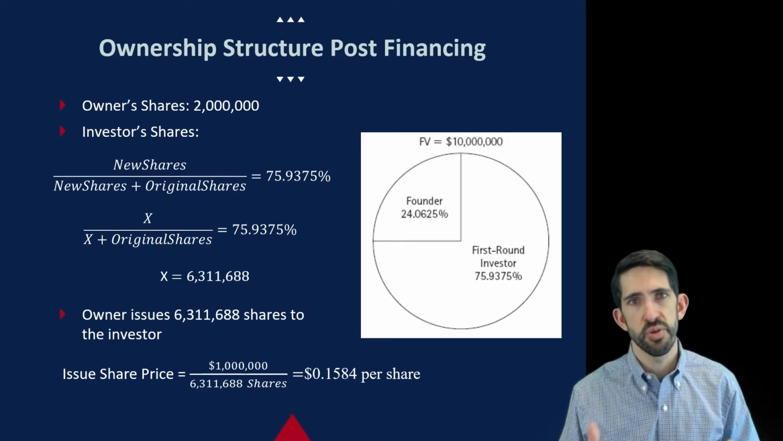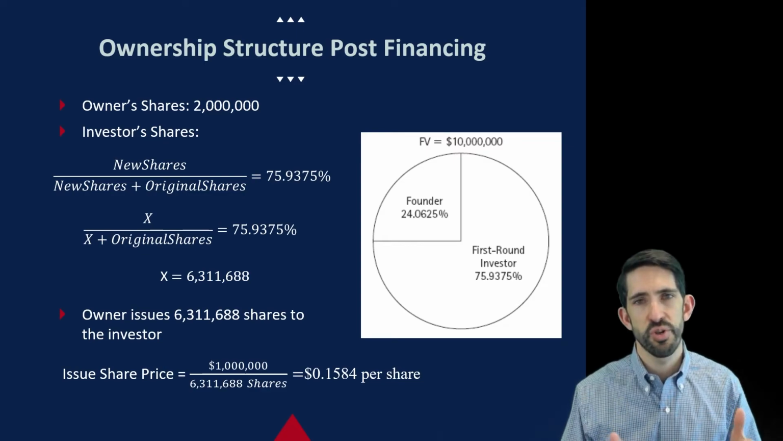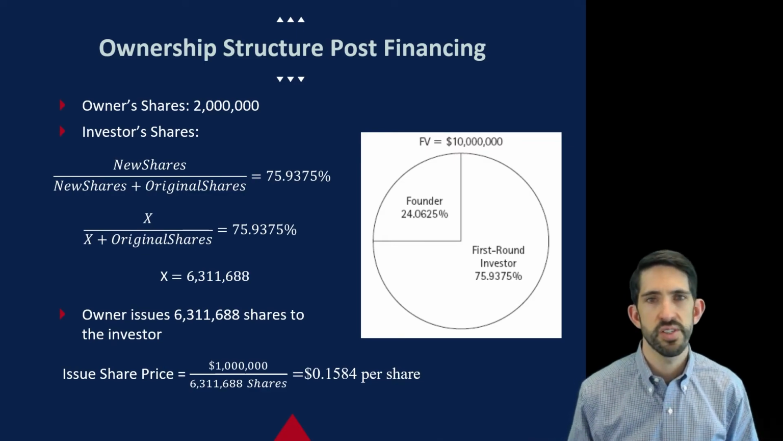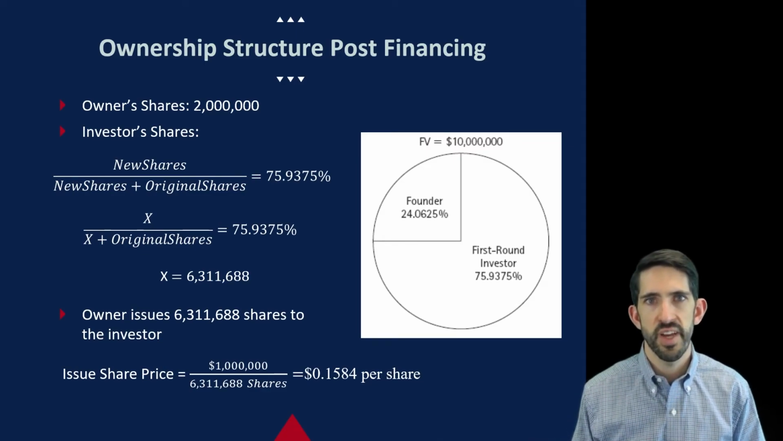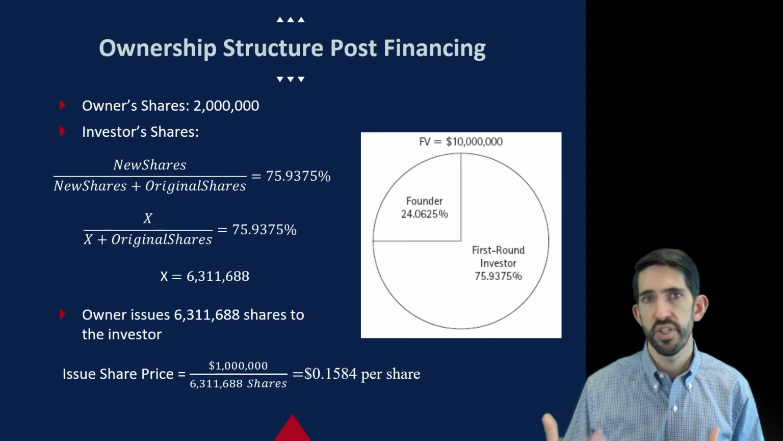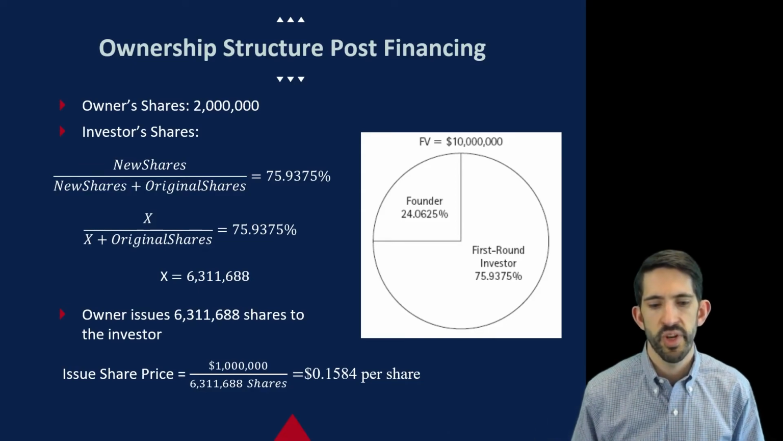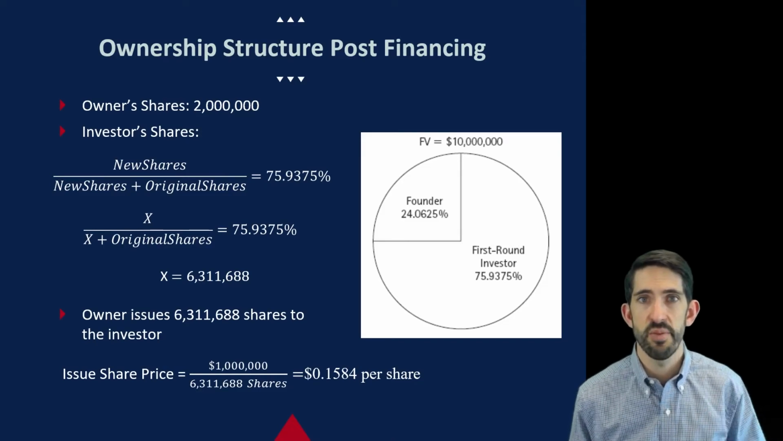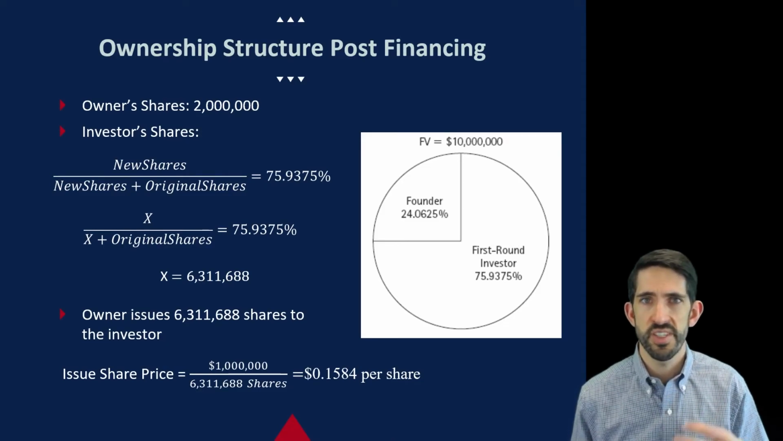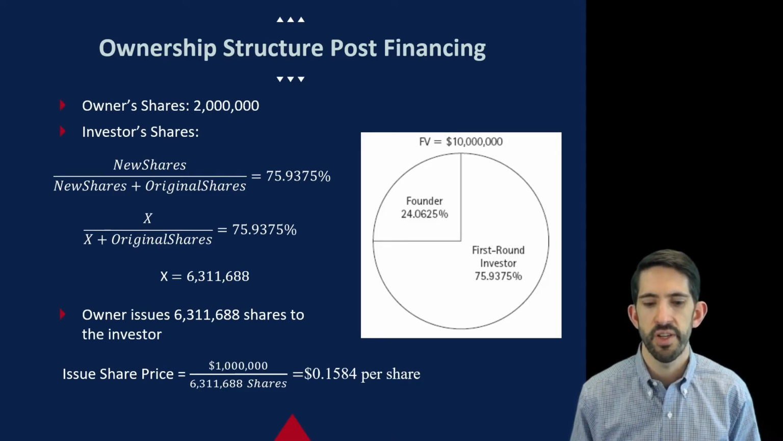Alternatively, you can issue new shares. So this example just shows you what it would take to issue new shares. We take the new shares divided by the new plus the original. That has to be equal to 76%. We can then solve for the fact that in this example, we need to issue a few more than 6 million shares of stock in the new company.